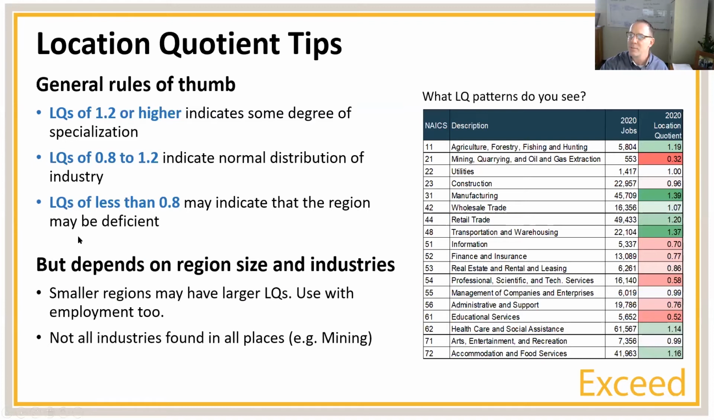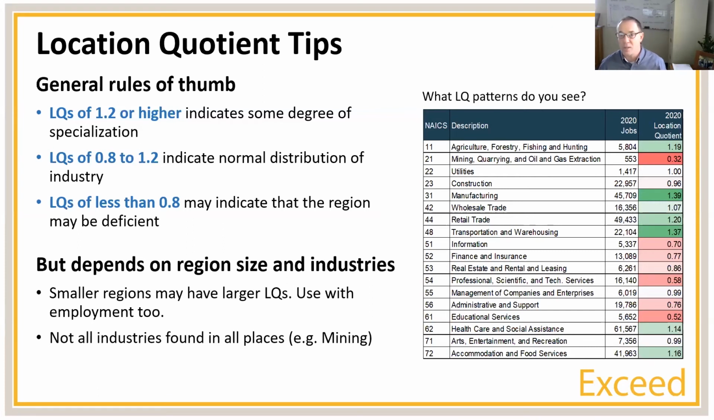Location quotient tips. Here are some general rules of thumb. Location quotients of 1.2 and higher are generally indicators of some degree of specialization. LQs of 0.8 to 1.2 are generally matching the US trend. So if something's 0.9 or 1.1, we're saying it's pretty close to the national average. If it's less than 0.8, it may indicate that there could be a deficiency in that region. But it depends on the region size and industries.